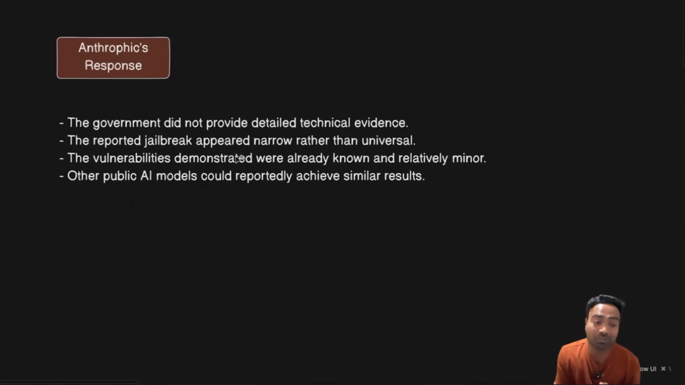Now, what is Anthropic's response to this? At the moment, Anthropic replied in public. They stated the government did not provide any detailed technical evidence. They stated that if the model can be jailbroken, it can create security issues, but they did not provide any evidence of how this jailbreak can be implemented. They also stated they reported some vulnerabilities. They demonstrated how these vulnerabilities can be created, but Anthropic says they are already known in public. And they state the same vulnerabilities or the same jailbreak can also be implemented on existing large language models like GPT-5.5.